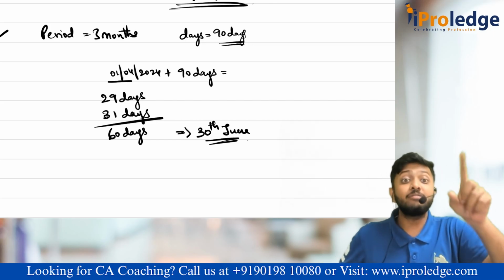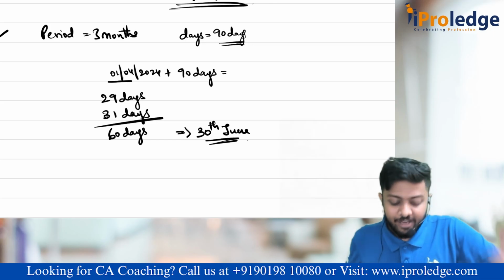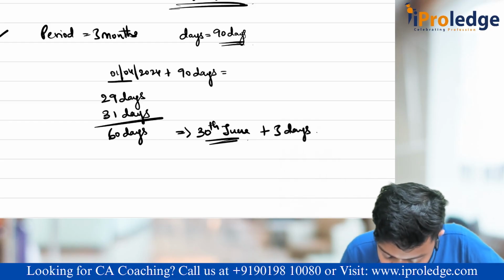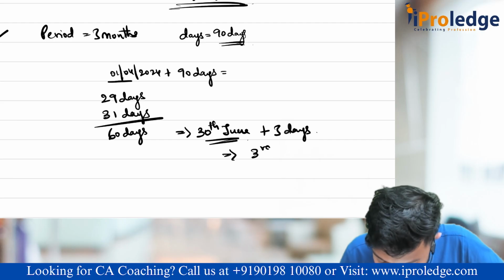Understanding? Any doubts? We forgot one more thing. What? Grace days. We are supposed to give 3 grace days. So that means the date will come to 3rd July.